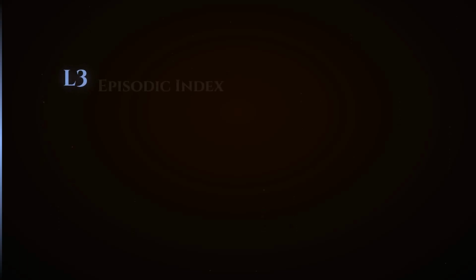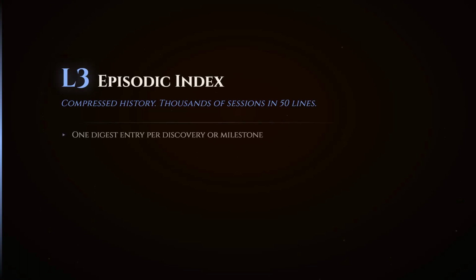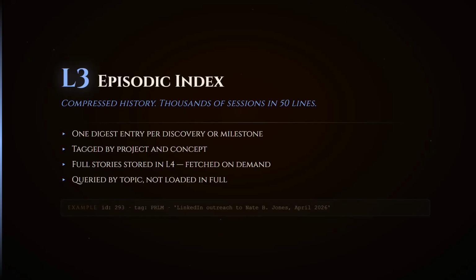Level 3 is the episodic index. This is a compressed history. Thousands of sessions in 50 lines. This is kind of like an index to a library. Rather than the whole book, it tells you where to find the book. So you have one digest entry per discovery or milestone, tagged by a project and a concept. So it will cross-reference by project or concept.